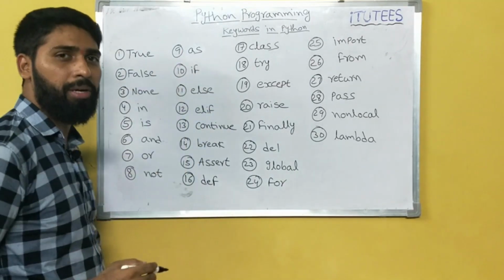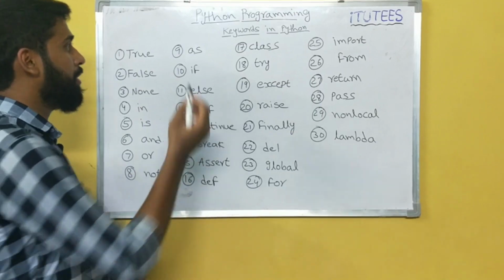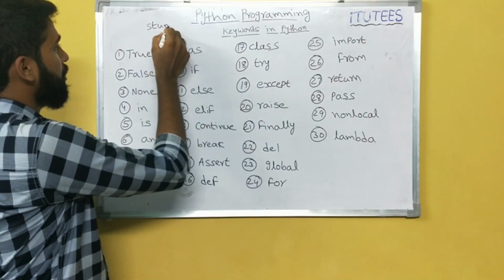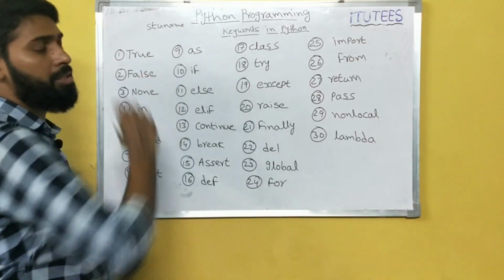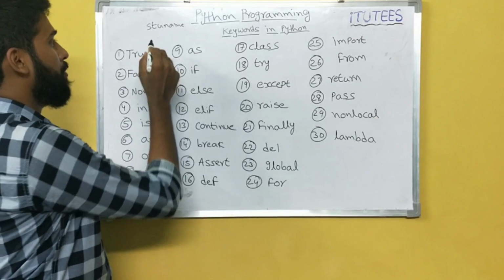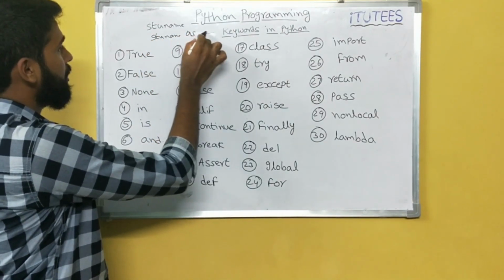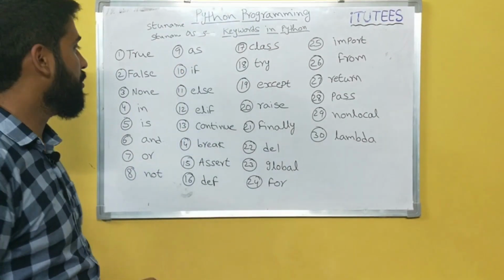So the as keyword is used to create alias names. For example, a name is created as a, for example, stu_name. Now I can create an alias name for stu_name: stu_name as s. So now s is the alias name for stu_name.